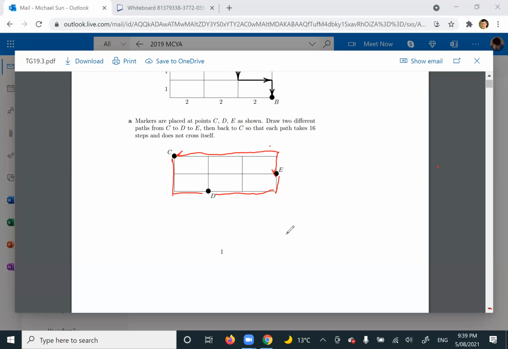So we go to the next part. No, look, did you find a path that works or not? Well, this works because it's 16 steps. It's C to D to E, and it does not cross itself. Excellent. Okay. So you found a path that's from C to D to E and back to C, takes 16 steps and doesn't cross itself, right? Okay. Are you finished? What else?